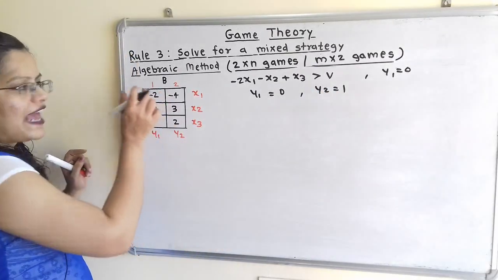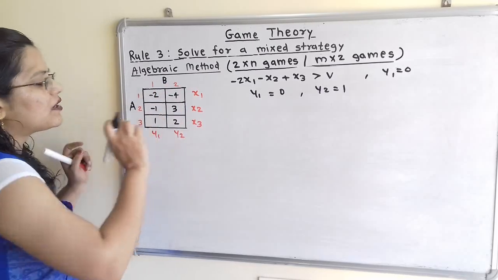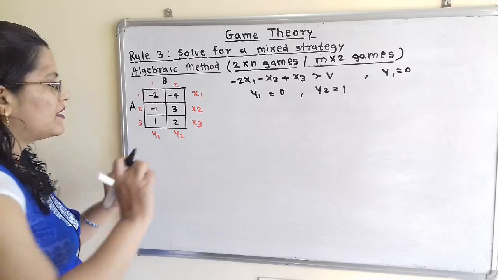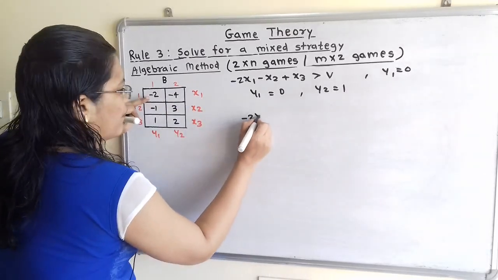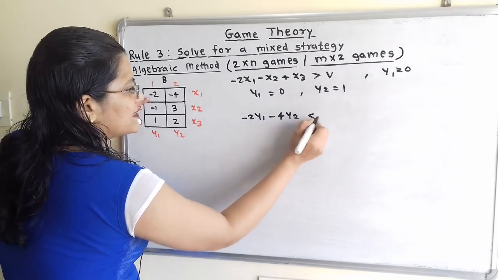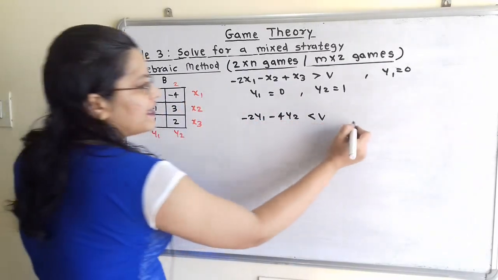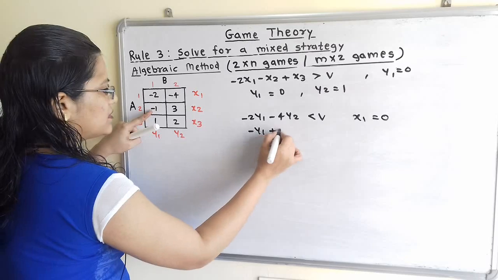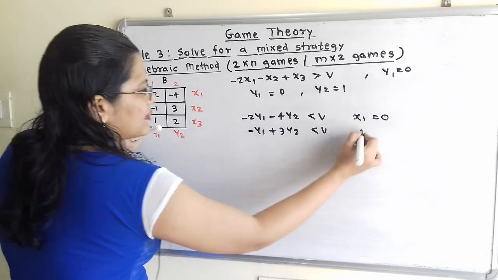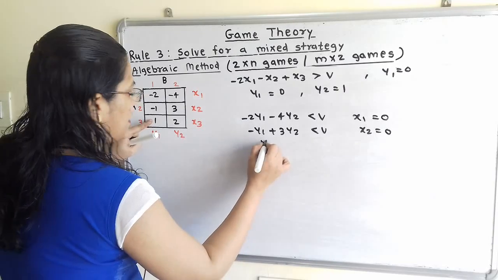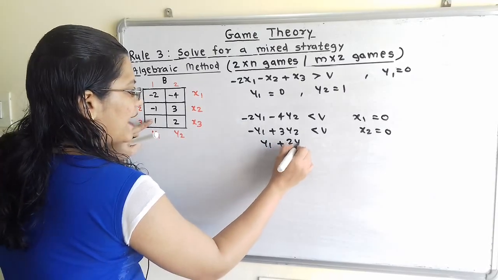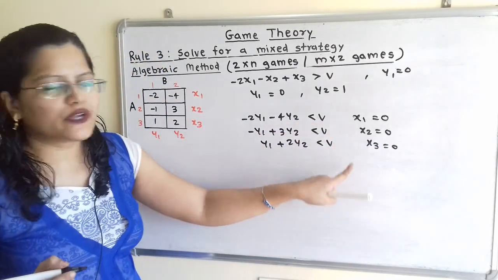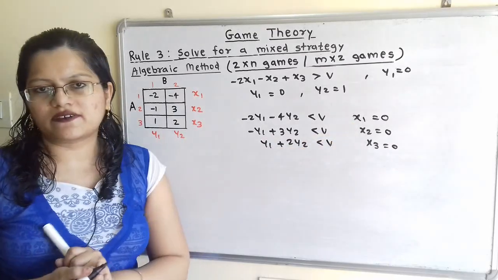Now in the same way we will apply this theorem for the equations in terms of y. For these equations we have to show them less than v. Then minus 2y1 minus 4y2, if less than v, then the frequency related to that, x1, is equal to 0. Then minus y1 plus 3y2 less than v, then x2 is equal to 0, and y1 plus 2y2 is less than v, then x3 is equal to 0. But this is not possible, because we know that x1 plus x2 plus x3 is equal to 1.